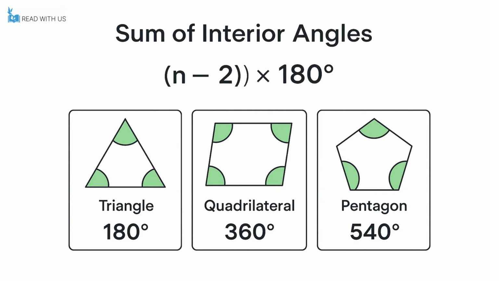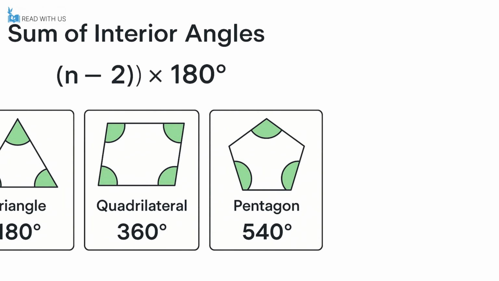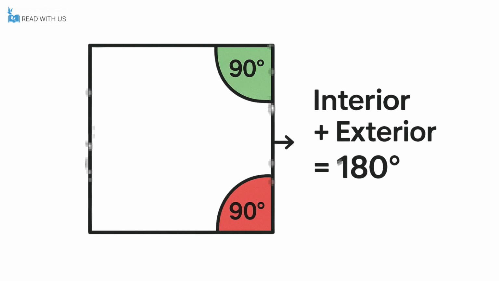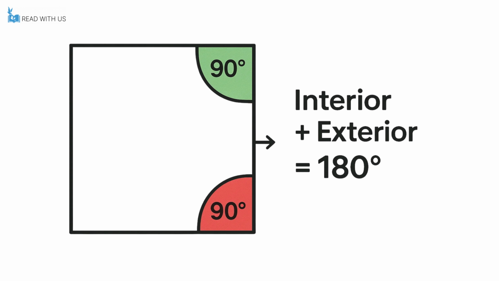A pentagon where n equals 5: (5 - 2) multiplied by 180 equals 540 degrees. The sum of exterior angles of any polygon is always 360 degrees, no matter how many sides. Another key fact, an interior angle and its adjacent exterior angle are always supplementary, meaning they add up to 180 degrees. Let's check some examples.